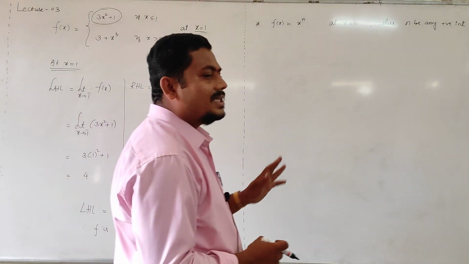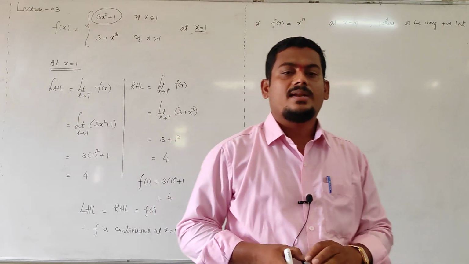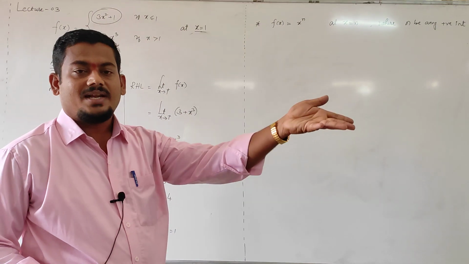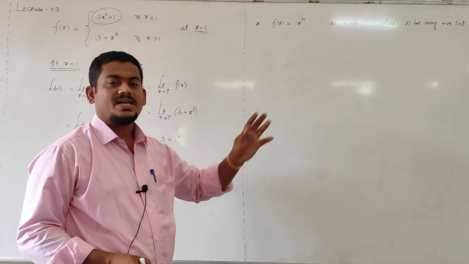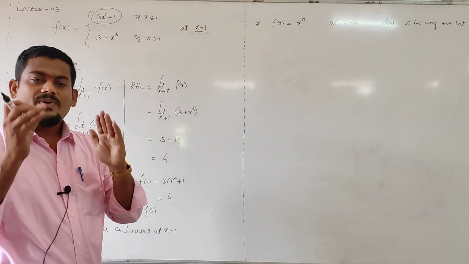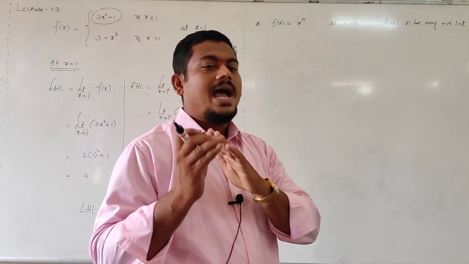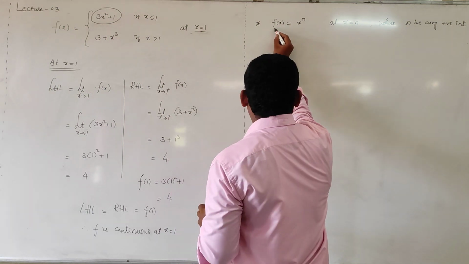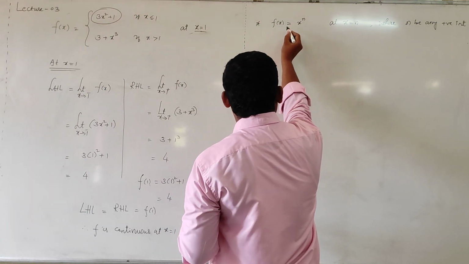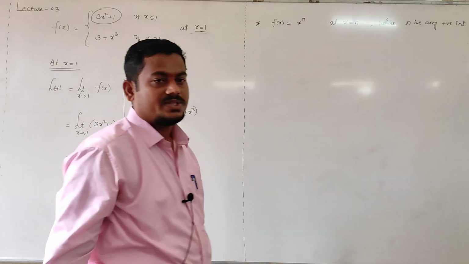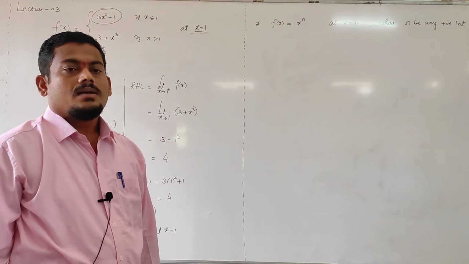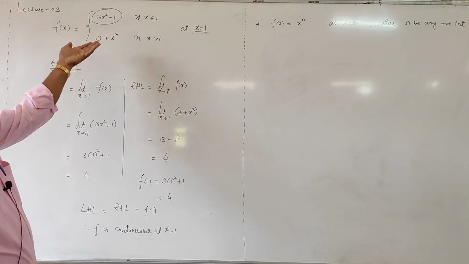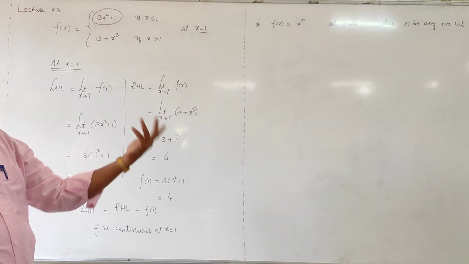In this case, f of x is x power n. In this case, function is not defined differently. For all the numbers, function is same only. Means for LHL, RHL and functional value, use same function. Suppose function is defined differently, then use for left hand limit some function, for right hand limit some function, right?